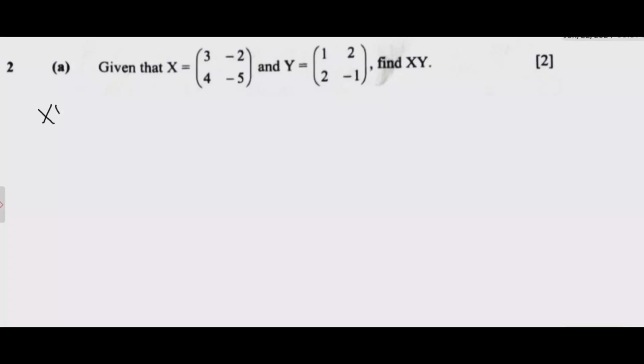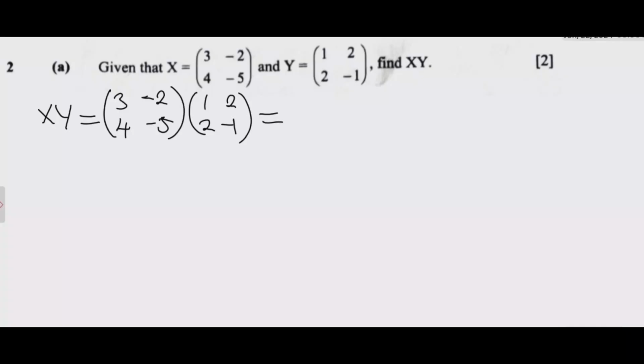Okay, we say XY is equal to, so we are going to open the brackets, then we copy the first matrix, which is X. So we're going to say 3, 3 over 4, then -2, -5, close bracket, open bracket, then we have 1, 2, that is the Y matrix, then we have 2, -1, then close bracket, then we say equal to. What we're going to do now, we're going to open a bigger matrix.